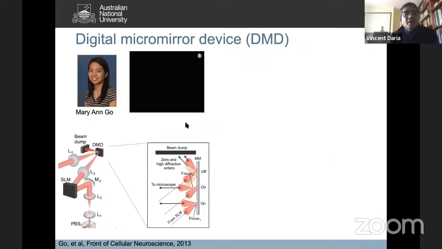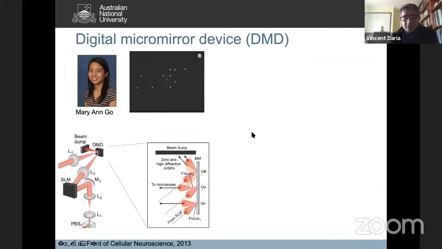My first PhD student at ANU, Anne, who is now at Imperial College, did the first work that was published in 2012. So practically, I've talked about a DMD. The DMD is a digital micromirror device. It is actually a set of very small mirrors.